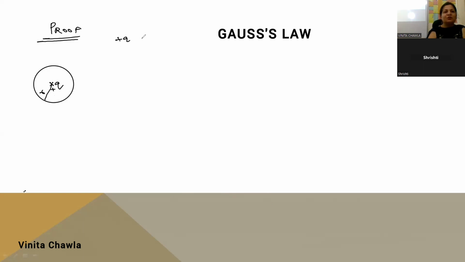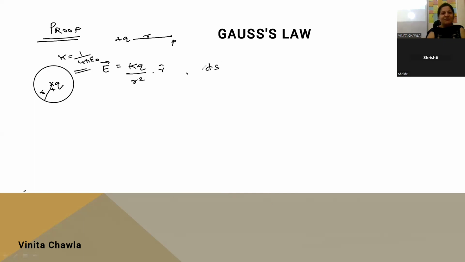So if we have a charge plus Q, we are going to find electric field intensity at point P, which is at distance R from the charge. Electric field intensity is KQ by R square R cap. R cap represents the direction of electric field intensity. What is K? 1/4 pi epsilon naught. Please mention this every time you write.